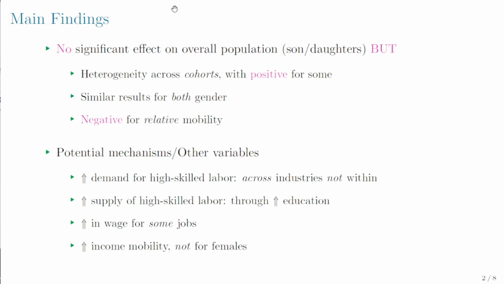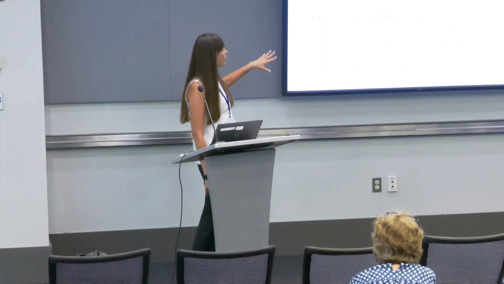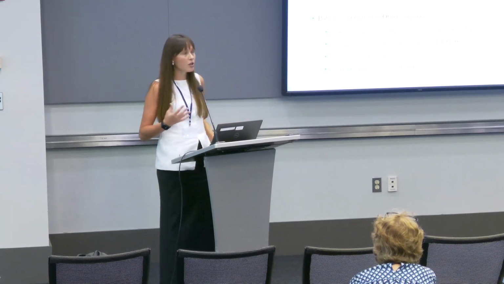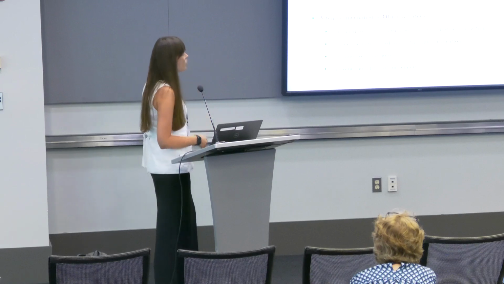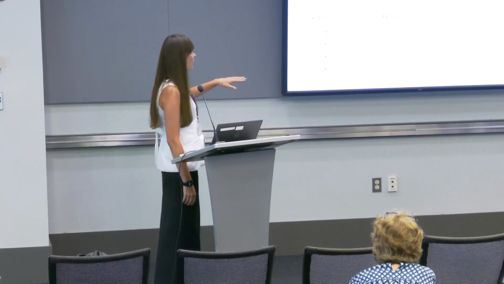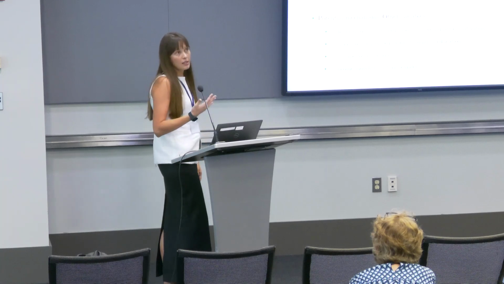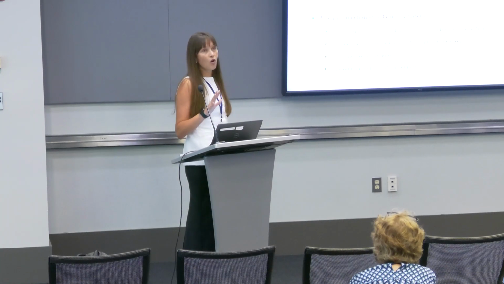Then they also explored potential mechanisms, or what I would call not really mechanisms, other variables. What has been found is that the demand for higher skilled labor increased across industries, but not within the industry, so the composition of the industry doesn't change much. Then there is an increase in the supply of high skilled labor, basically through the channel of education. Finally, they find an increase in wages, but only for some jobs and some genders. And in terms of income mobility, there is an increase in absolute income mobility, but not for all genders.